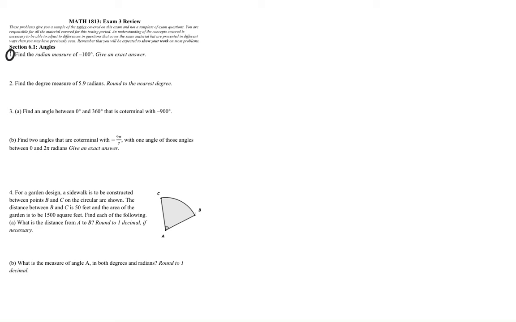Okay, so number one is asking us to find the radian measure of negative 100 degrees. So we use our formula and we write negative 100 times pi over 180 degrees. And so these degree symbols are going to cancel out. So then we're going to have negative 100 pi over 180.